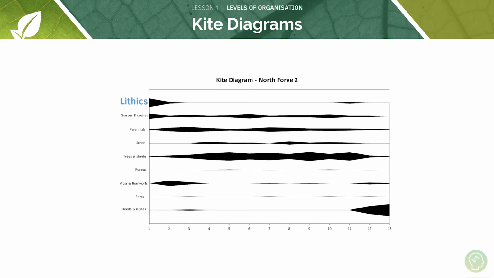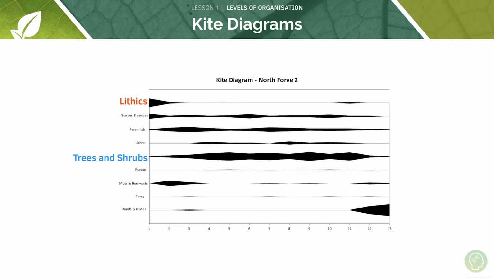Yes, so as we can see, reeds and rushes become more abundant down here, but initially at the start of the site, at the very beginning of the measuring tape, lithics are more abundant. So at the first site, lithics were the most abundant organism. However, as we go further along the transect, other organisms such as trees and shrubs become more and more common, whilst the lithics reduced in number.